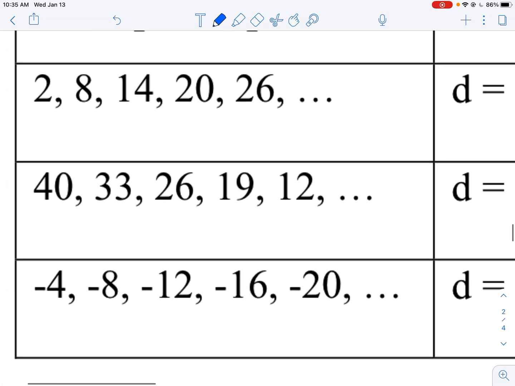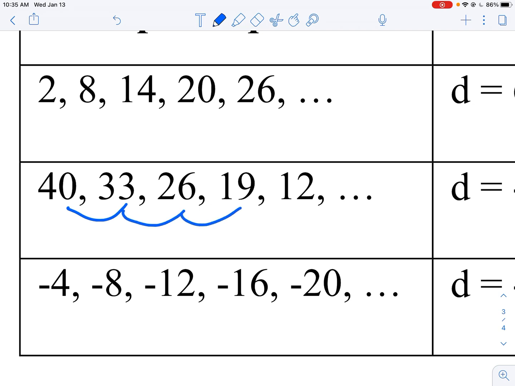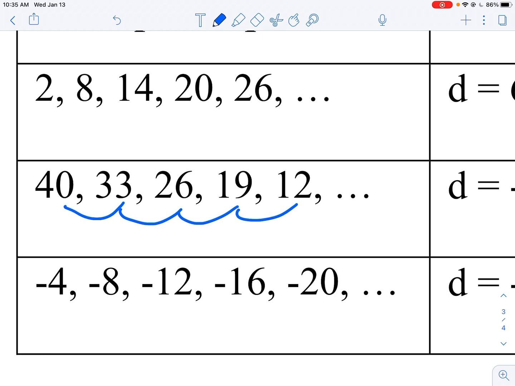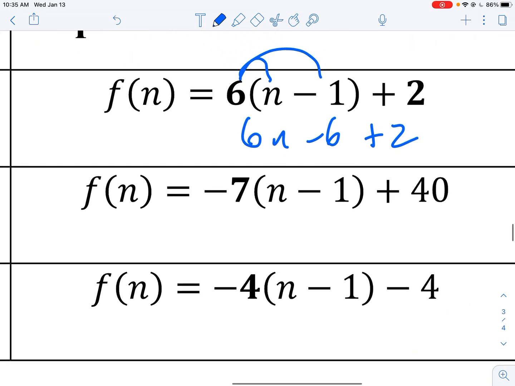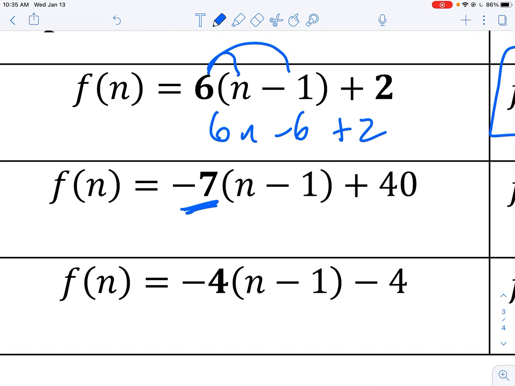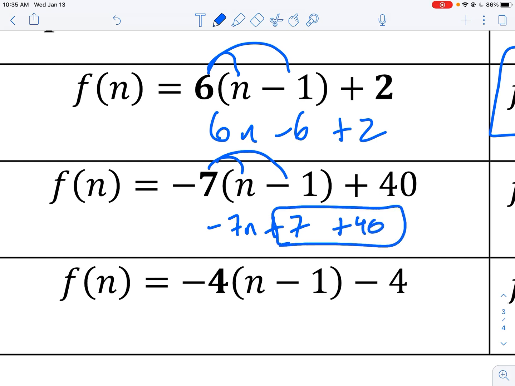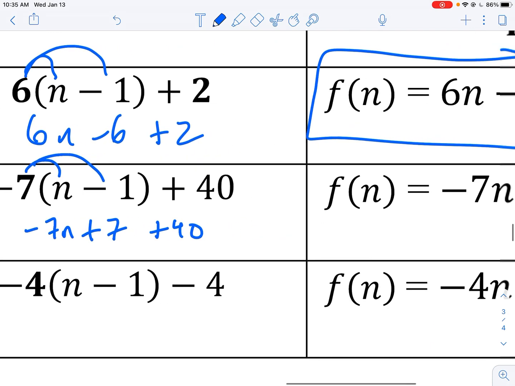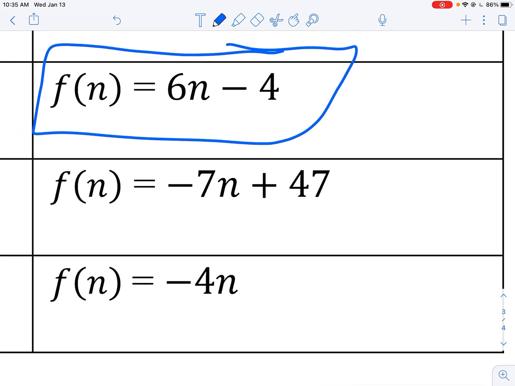Let's look at a couple of the other ones. This one is subtracting 7 each time. So the common difference is negative 7. The first number is 40. And so I'm going to write out f of n equals common difference times n minus 1 plus 40. Again, you will need to simplify this. So you distribute your negative 7 to get negative 7n plus 7. And then you got plus 40 there. These are going to combine, which will give you 47. So if you look over here, it's negative 7n plus 47.